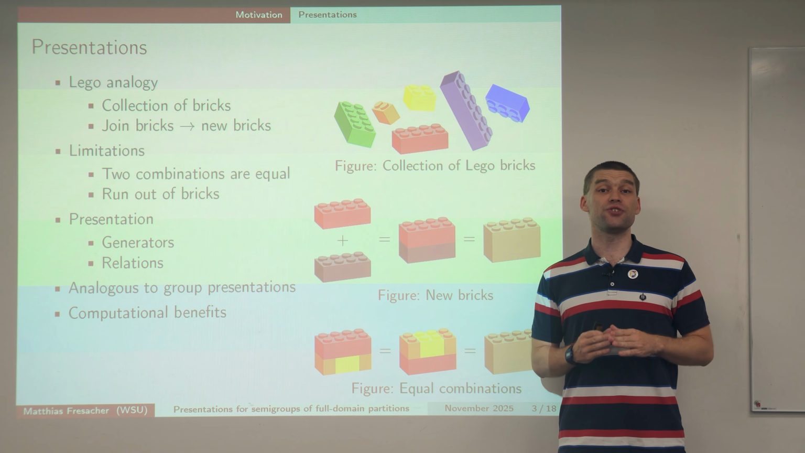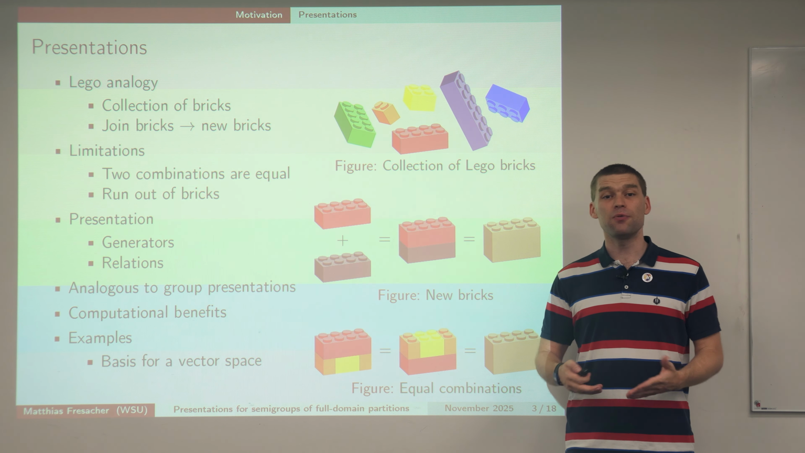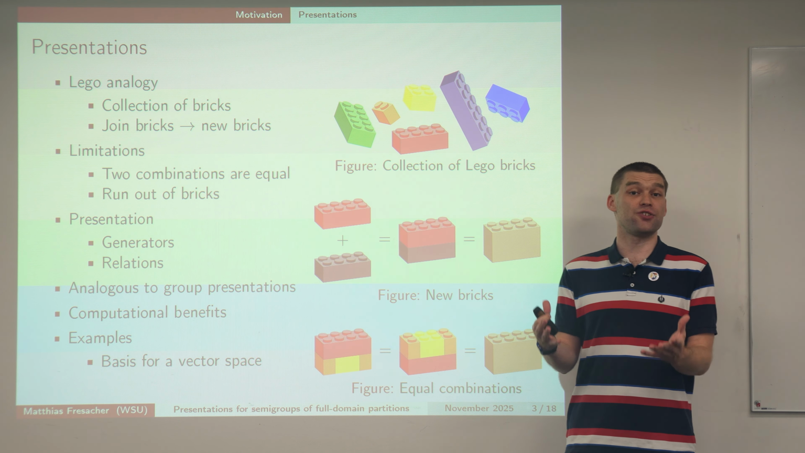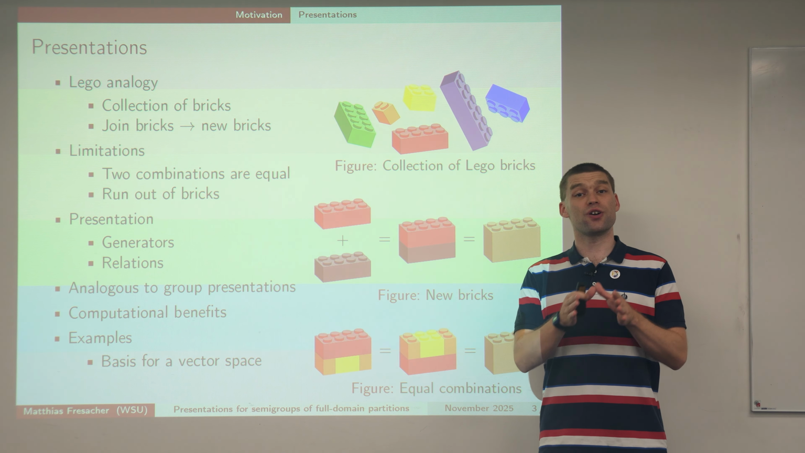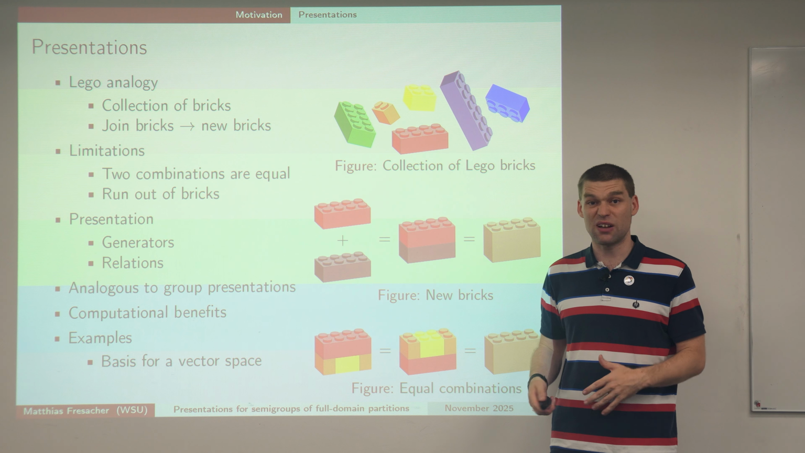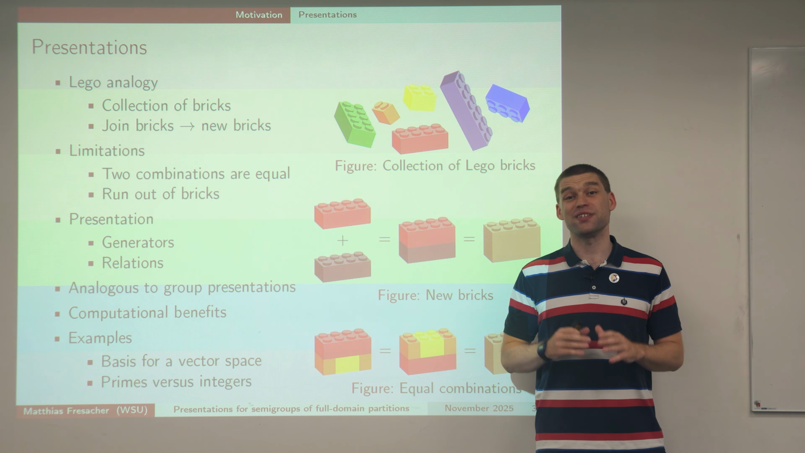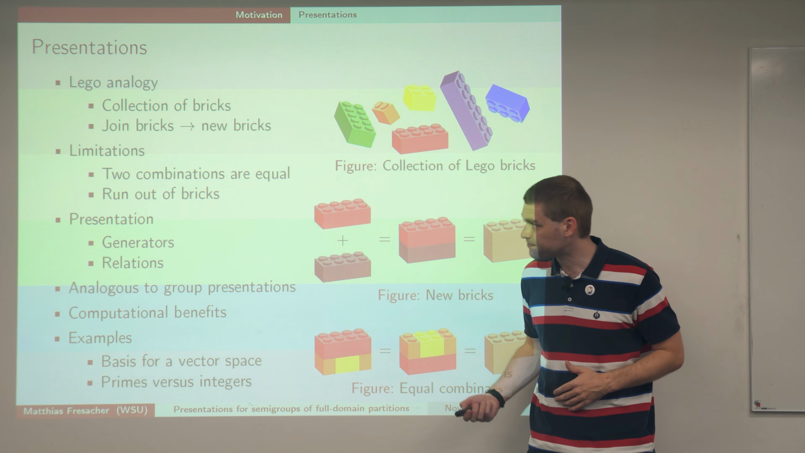Because they offer computational benefits both for humans and especially for computers. An easy example of this is consider we need to do some calculations on a vector space. It's much easier to work on a basis for that vector space than in working with the entire vector space itself. Or likewise, there's a reason why number theorists love their primes instead of just any old integer.